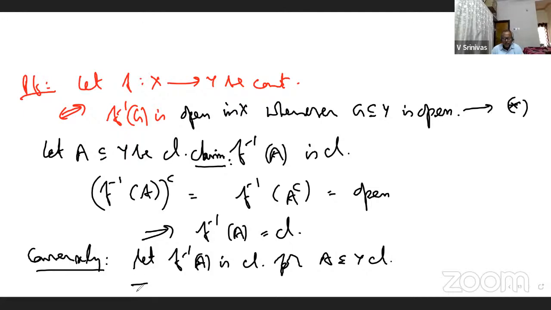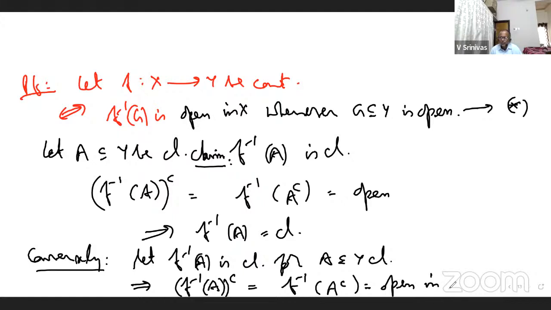So this implies the complement of F inverse of A is equal to F inverse of A complement. Because we are assuming that F inverse of A is closed, its complement will be open, of course in X. A is here, A complement will be here, and its inverse image will be in X. Because the set is closed in X, its complement will be open in X.